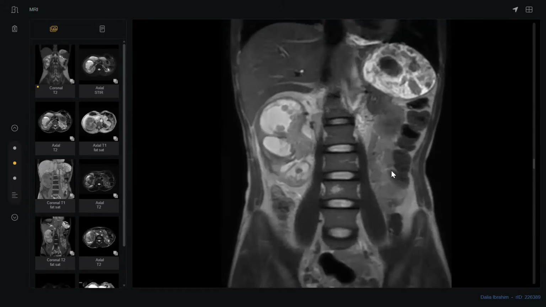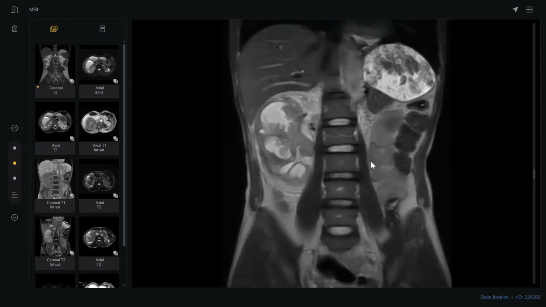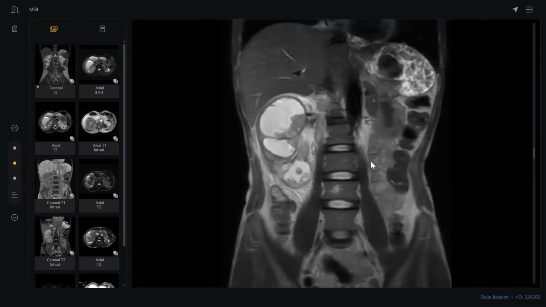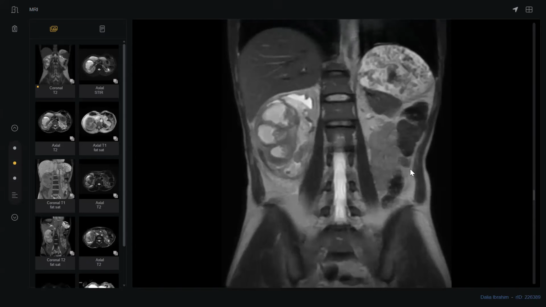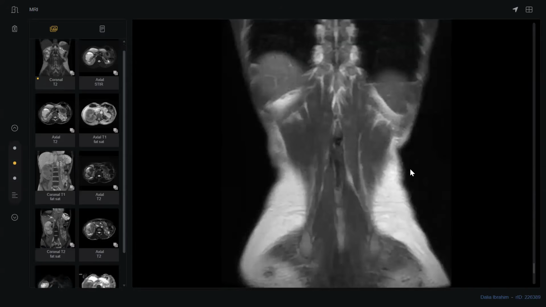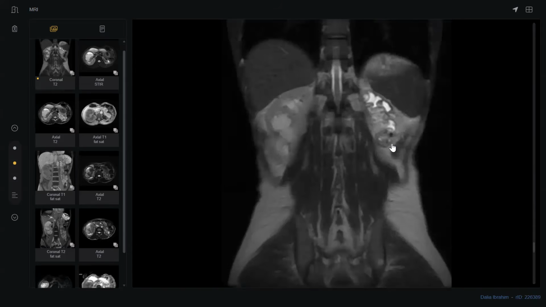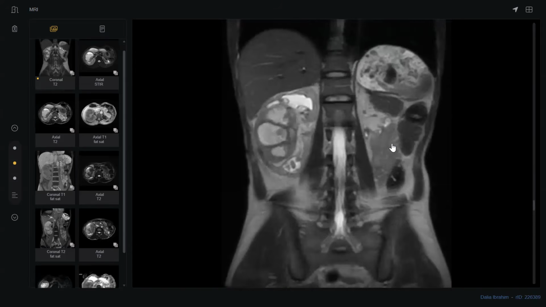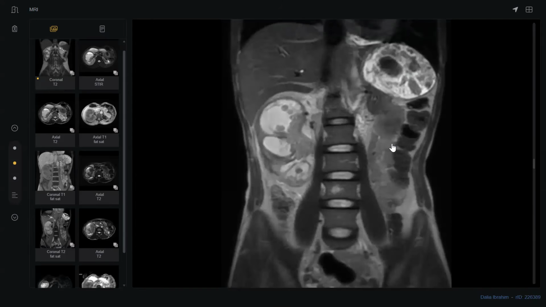Okay. So I have to see other sequences, like in-phase and out-of-phase, to see any fat separation. Out-of-phase and in-phase will not help you. What else? Give me some differentials, please.